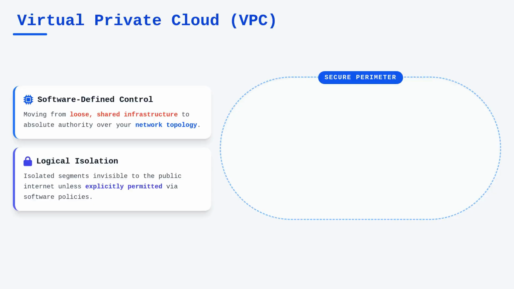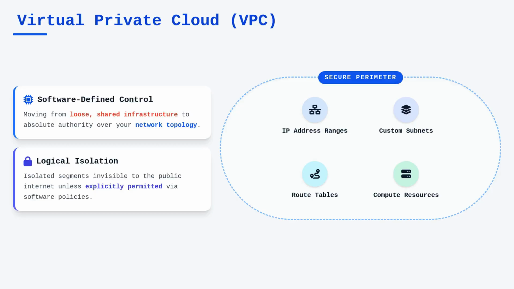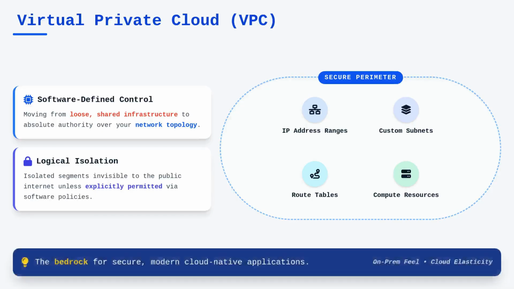This allows you to place your compute resources, such as virtual server instances or container clusters, in an environment that is invisible to the rest of the public internet unless you explicitly decide otherwise. By definition, a VPC provides a dedicated network environment that behaves as if it were on-premises, yet it retains all the elastic benefits of the cloud. You control the IP address ranges, the creation of subnets, and the definition of route tables that govern how traffic moves within your environment. It is the bedrock upon which secure, modern cloud-native applications are built, ensuring that your intellectual property remains protected within your defined perimeter.